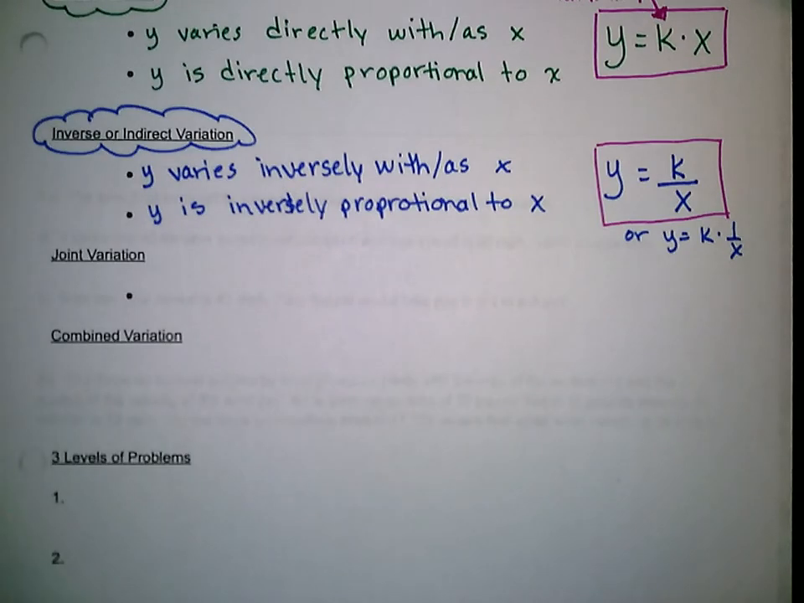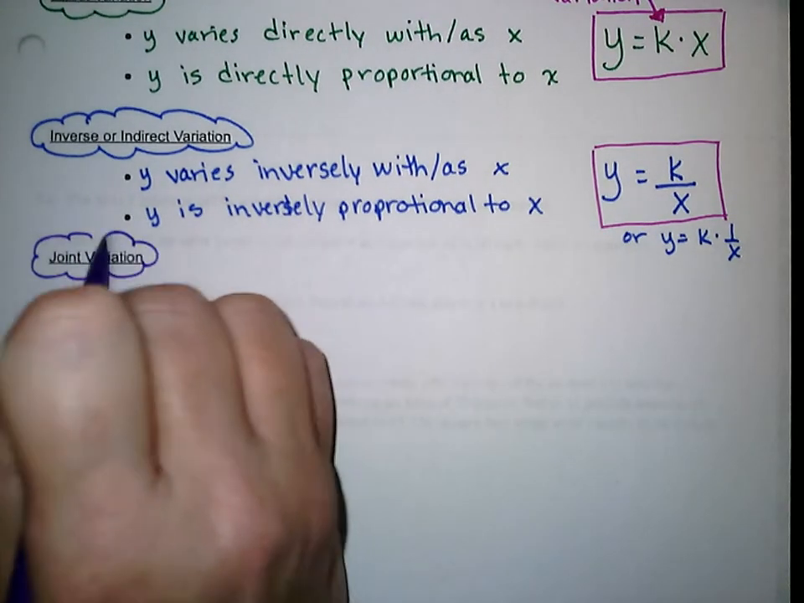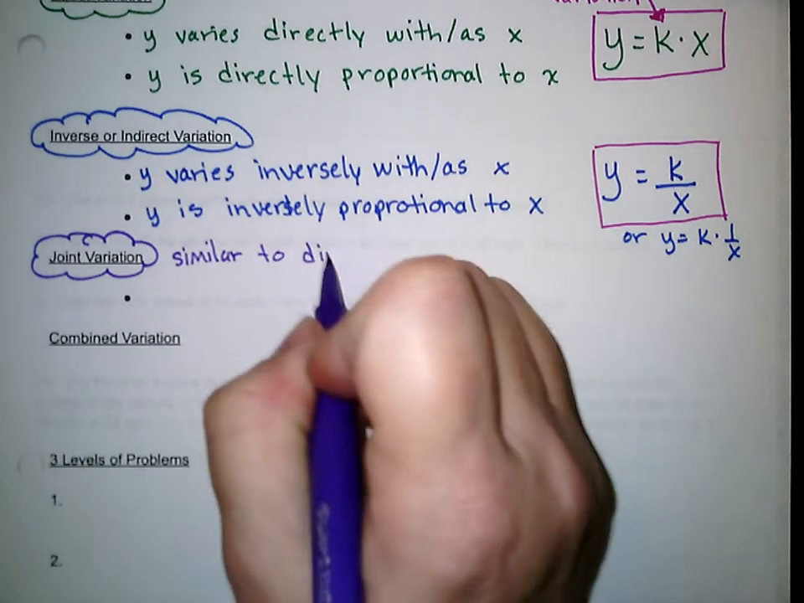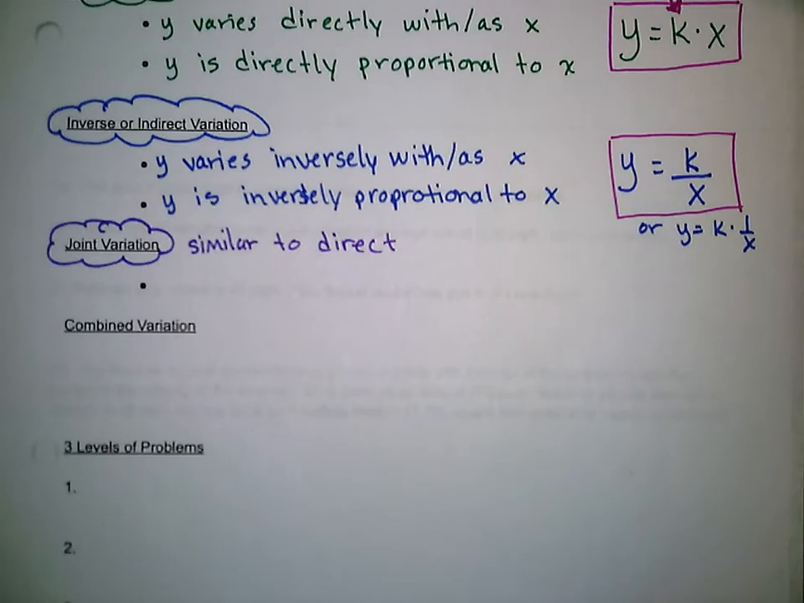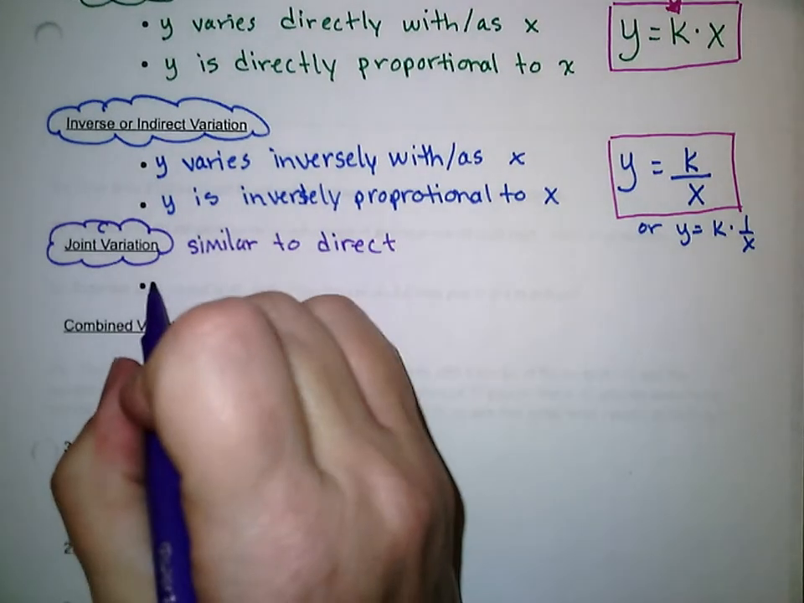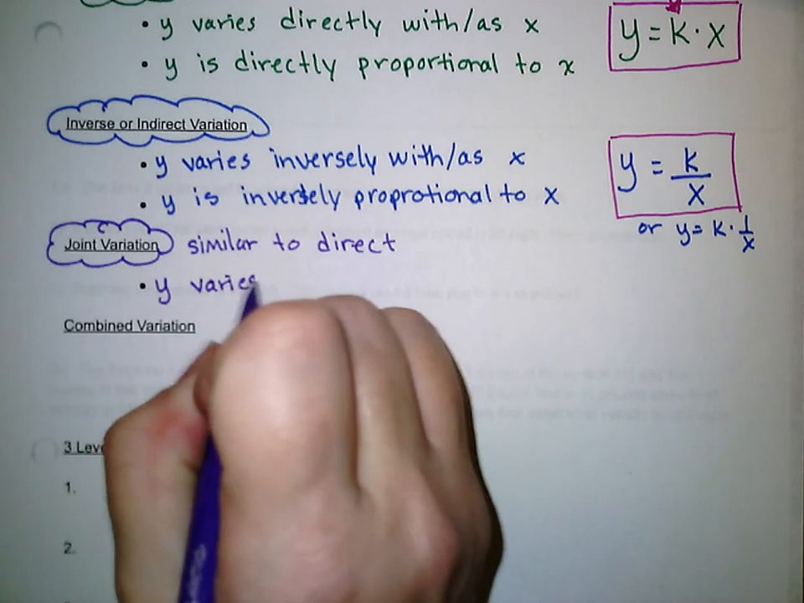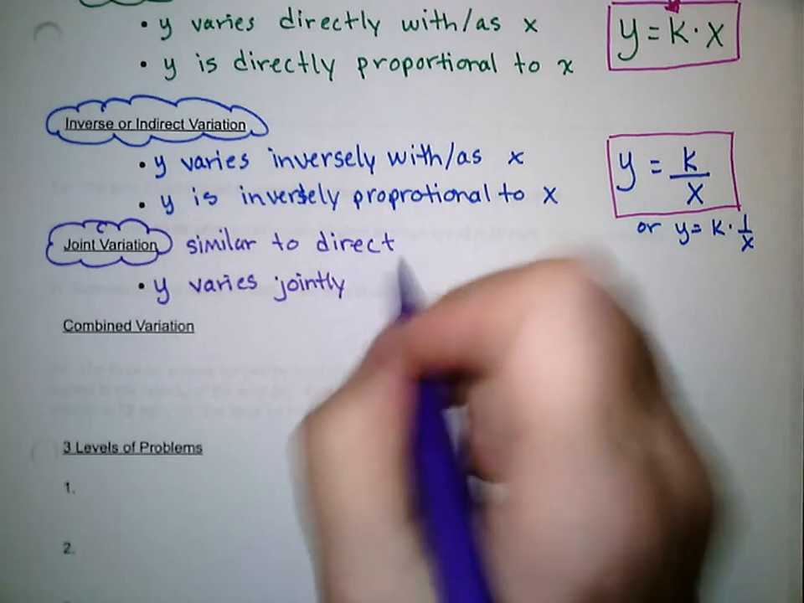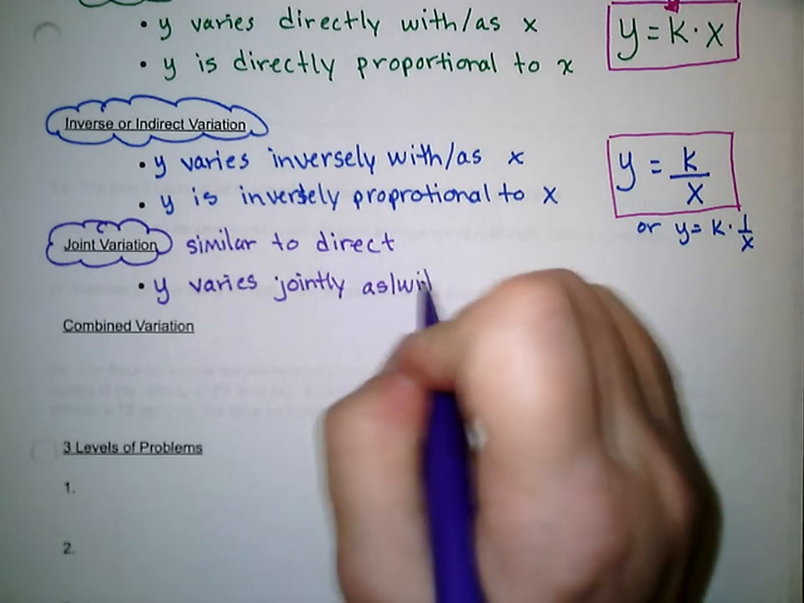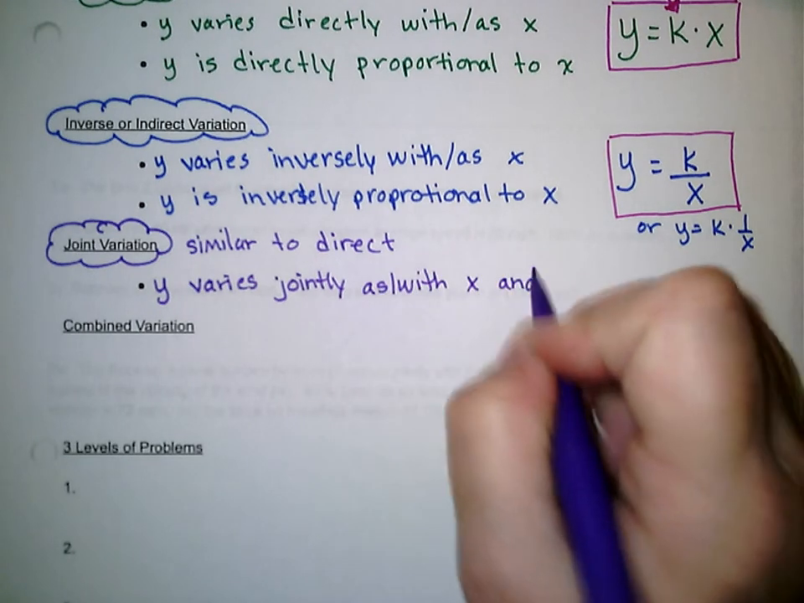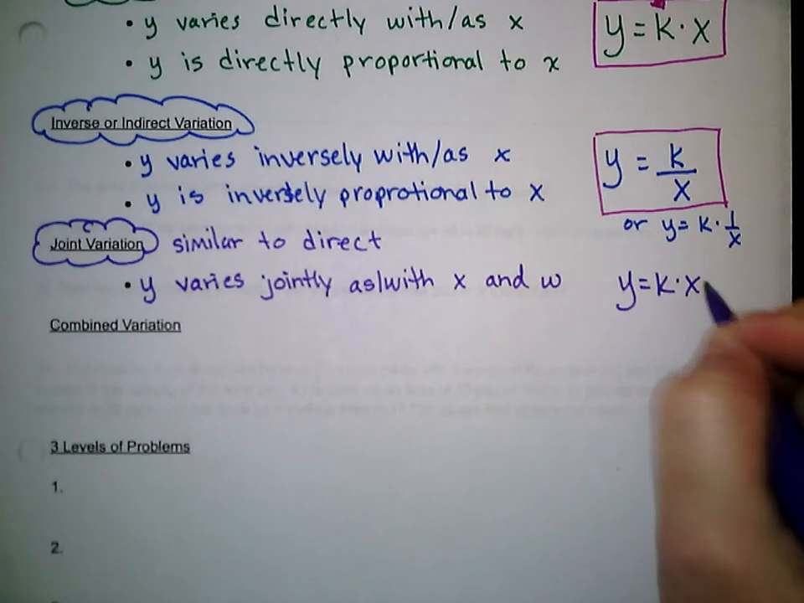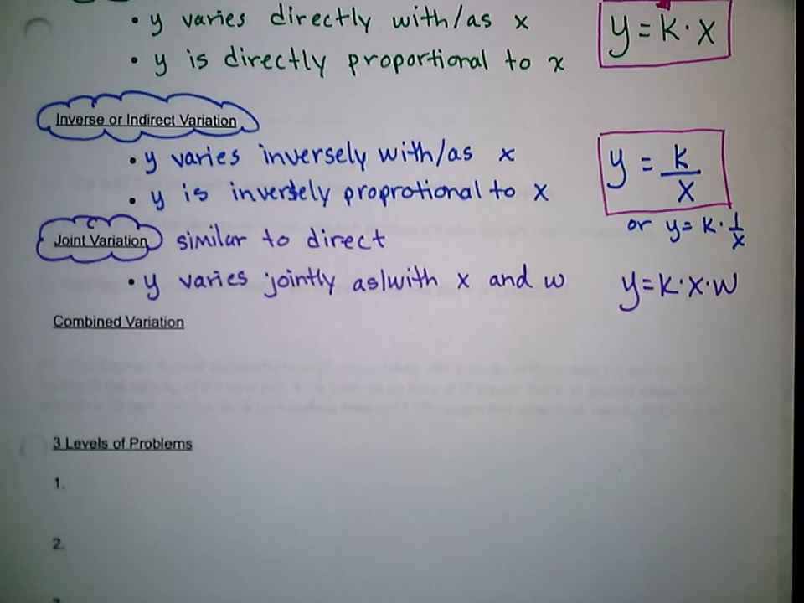The next one is joint variation. And joint variation is similar to direct, but it has more than one variable that it's going to vary with. So when it says y varies jointly with, like together at the same time, jointly as or with x and w, for example, then our formula would be y equals k times x times w. So you just have more than one variable.